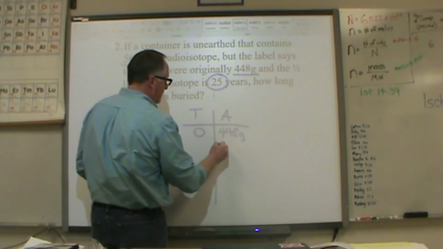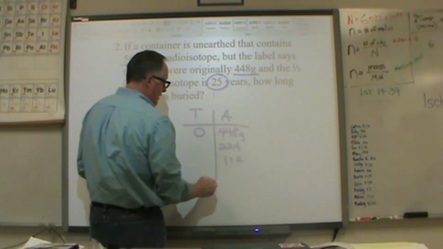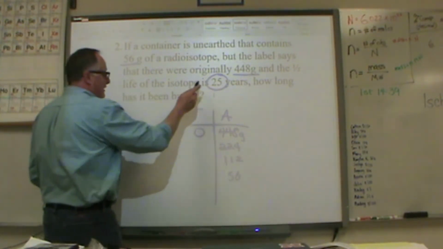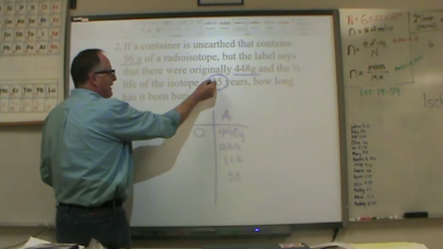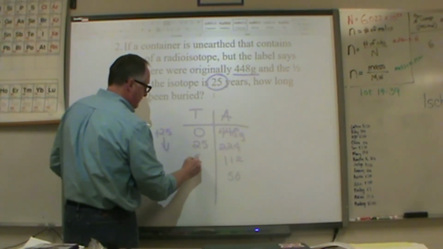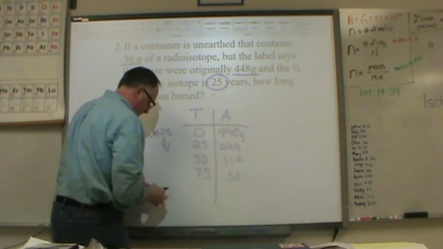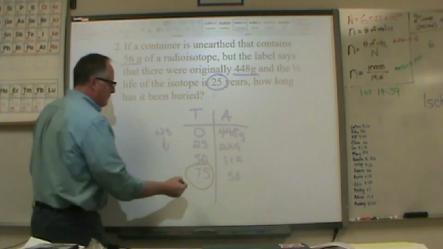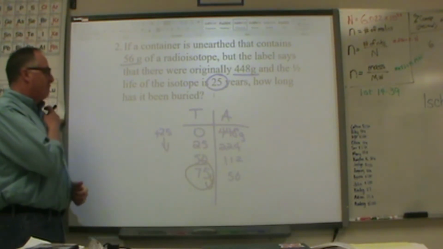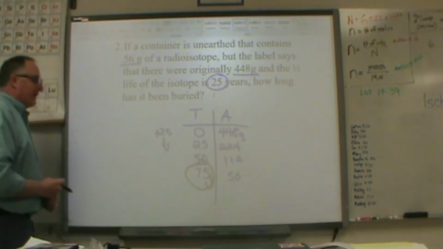And so half of this is 224. Half of that is 112. Half of that is 56. That's what I'm looking for. So now on this side, every time I go down, I'm going to count up by 25. So 0 plus 25 is 25, plus 25 is 50, plus 25 is 75. So my answer will be, that's years, 75 years. It would take 75 years for 448 of this to decay down to where they only have 56 left.